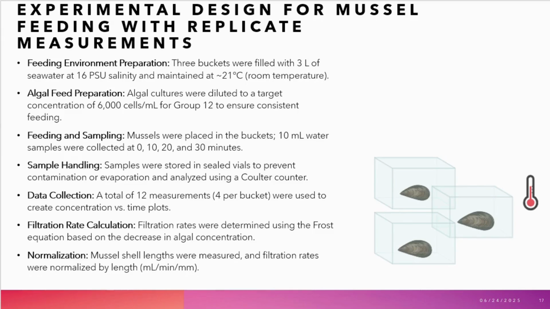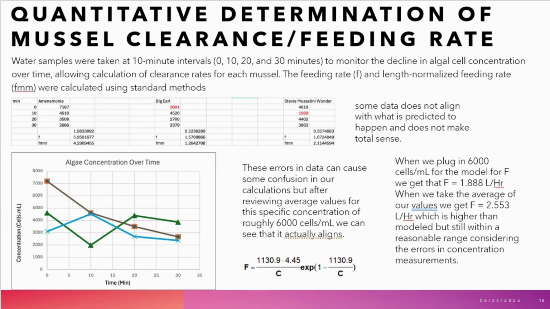Here we have the experimental design and setup for the muscle feedings, which were put into 3 different buckets, and then were fed, sampled, and collected the data from, and conducted filtration rate calculations. Here you can see the graph summarizing all of the algae concentrations over time.